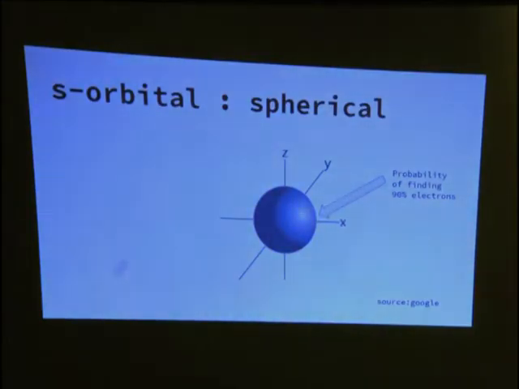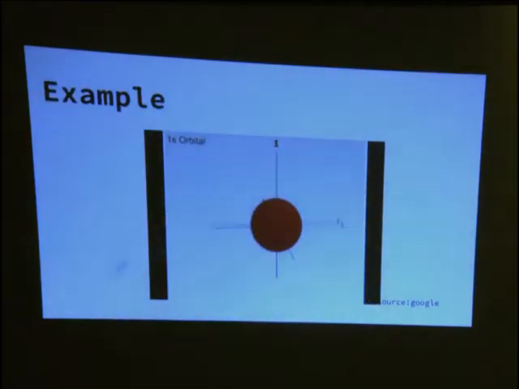Okay, so now we are going to look into particular shapes of different orbitals. Firstly, s orbital. The s orbital has a spherical shape, which means the probability of finding 90% of electrons surrounds the nucleus, forming a spherical shape. So this is an example of an s orbital, one s orbital. This is the shape, and this is how the electrons rotate around the nucleus.